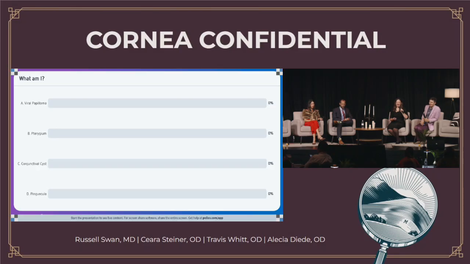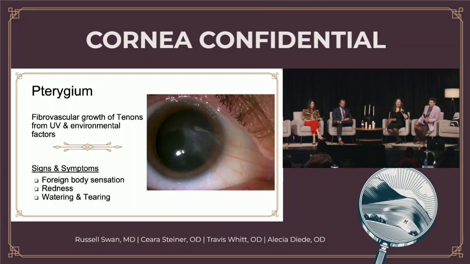Okay. So we'll keep going through this one. Dr. Steiner touched on this a bit, but that was a pterygium for the patient. Pterygiums are a vascular growth of tenons, typically from UV or environmental factors. Signs and symptoms are very wide. A lot of the time it'll be a foreign body sensation, redness, watering, and tearing.